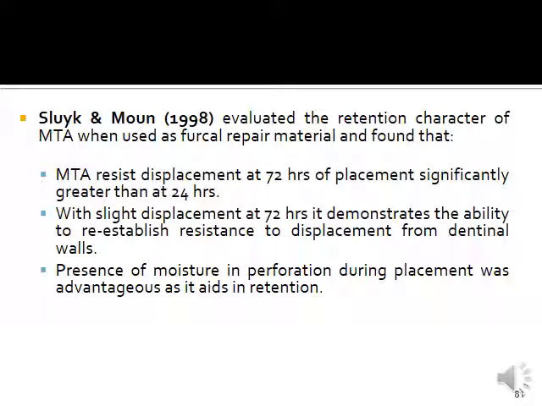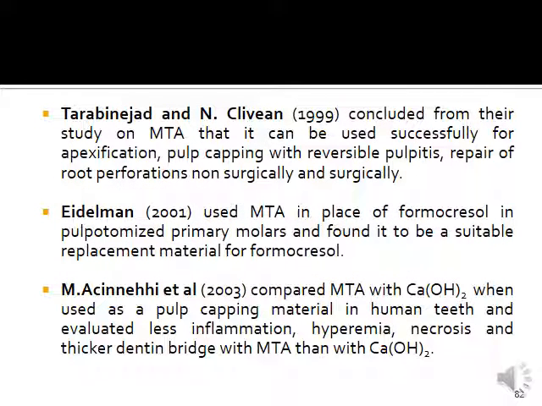Sluyk and Moon in 1998 evaluated the retention characteristics of MTA. MTA displacement at 72 hours of placement was significantly less than at 24 hours. With slight displacement at 72 hours, it demonstrated the ability to re-establish resistance to displacement from dental walls. Presence of moisture in the perforation during placement was an advantage, as it aided in retention. Rubinstein and Kelvin in 1999 concluded from their study that MTA can be used successfully for apexification, pulp capping, and retrograde fillings, and for repair of root perforation non-surgically and surgically.